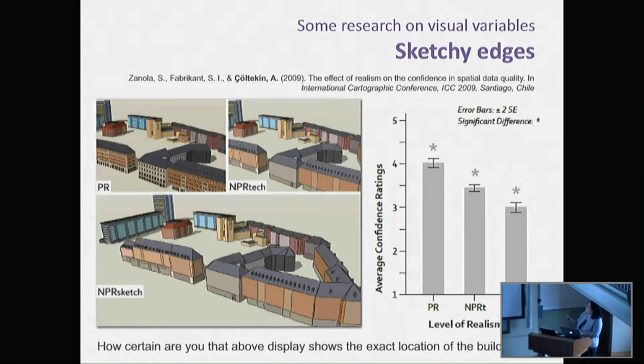But you see that people think that if the visualization is sharper and closer to realism, the better the accuracy of the data should be. So it really goes down step by step down here. And here you have basically a little bit of photo textures, here you don't have, and here you have sketchy edges.